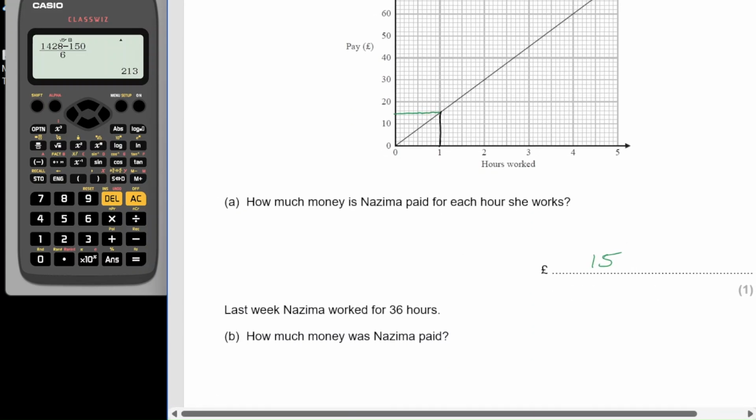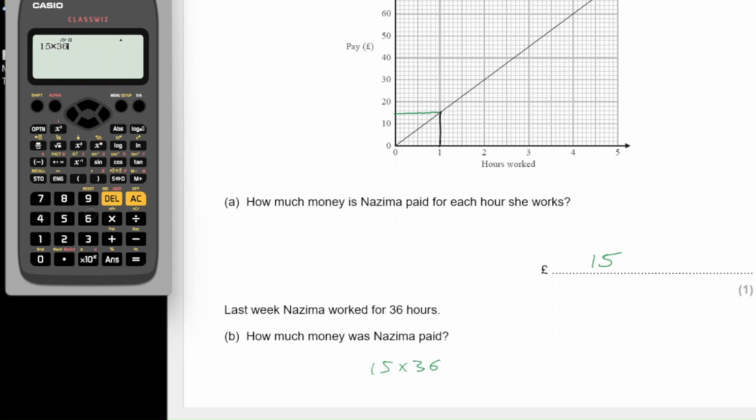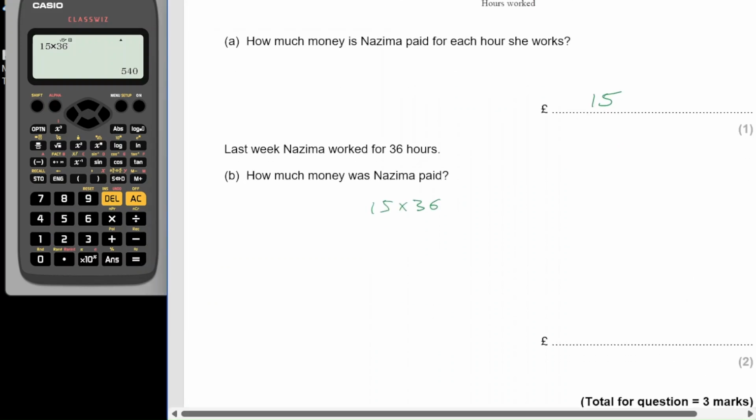Last week, she worked for 36 hours. How much did she get paid? Well, assuming that this 15 is right, all we need to do is 15 times by 36. So we got £540.